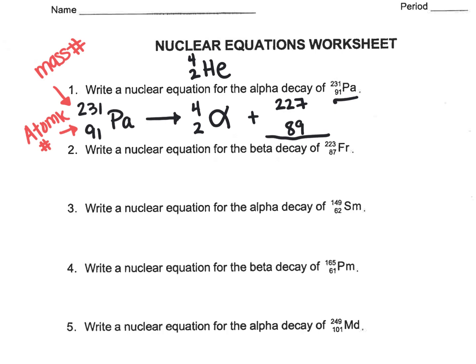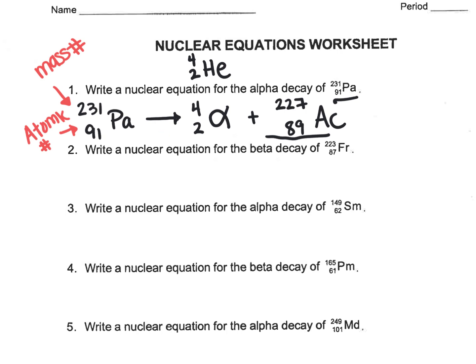Okay, and then which one of those numbers identifies the element? The top or the bottom? The bottom. The bottom number identifies the element. So find 89 on the periodic table. They all have goofy names, so you can just give me the 2-letter symbol. AC. Good.